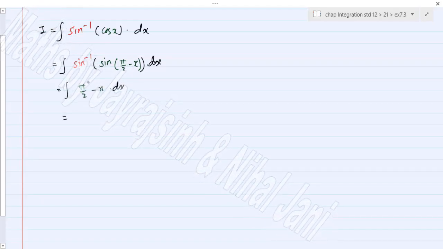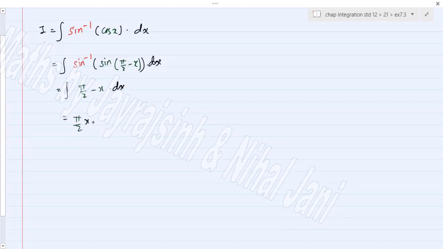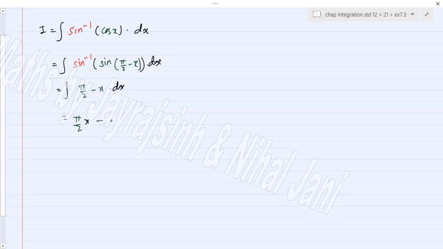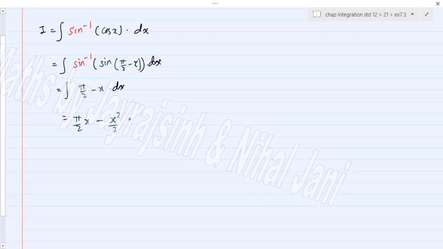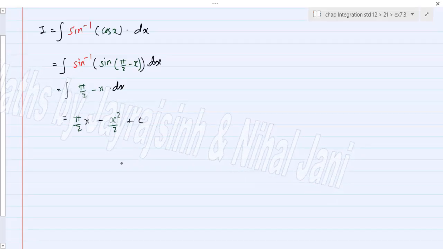So we just have to integrate pi by 2 minus x, where pi by 2 is a purely constant term. So it will be pi by 2 x minus integration of x, which is x square by 2, plus c. This is your final answer. Ta-da!